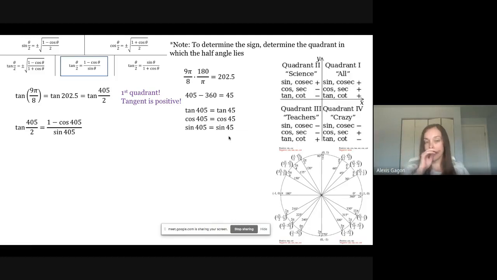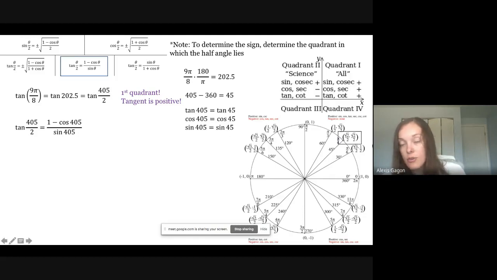It's the same thing. Okay, and if I look here, 45 degrees is right there. The sine of that is square root of 2 over 2. The cosine of that is also square root of 2 over 2. So I can replace those with 1 minus the square root of 2 over 2, and that's going to be over the square root of 2 over 2.